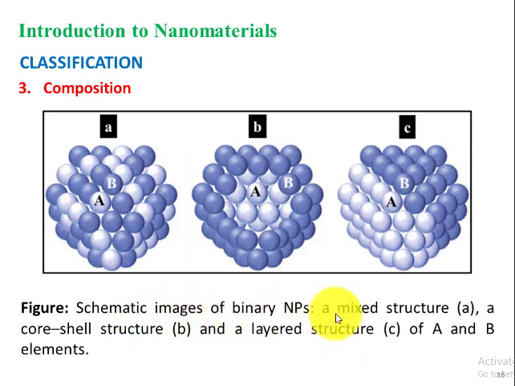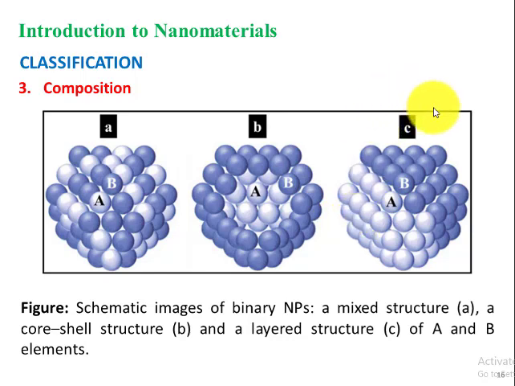Figure A shows mixed structure nanoparticles. We can see A and B atoms are mixed in the cluster structure. The atoms are randomly arranged among the structure of the nanoparticles. Figure B is representing core shell structure. In this structure, the B atoms are making a core shell and the A atoms are embedded in the core shell structure. This is the second type of nanoparticles.